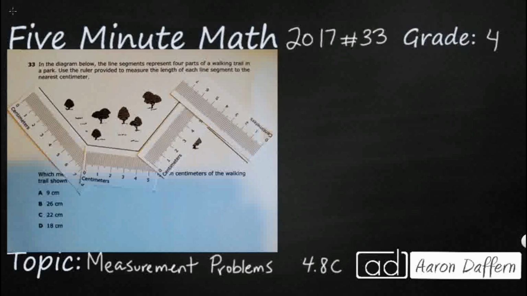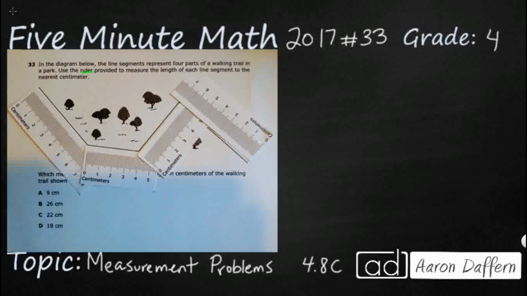So we have this strange looking diagram here, and we've got different line segments that represent 4 parts of a walking trail. Now, in the original problem, if you did this with paper and pencil, you're supposed to use a ruler that is on the measurement chart in order to measure these 4 segments. But since this is on a computer screen, and you might be watching on a tablet, on a laptop, or even on a phone, you can't really take out a ruler and measure it.